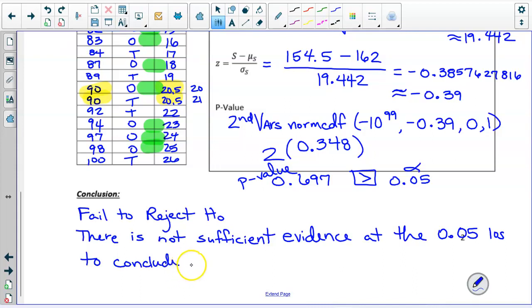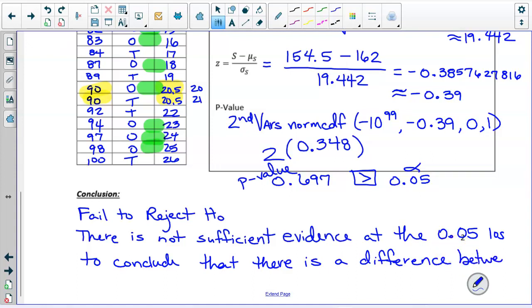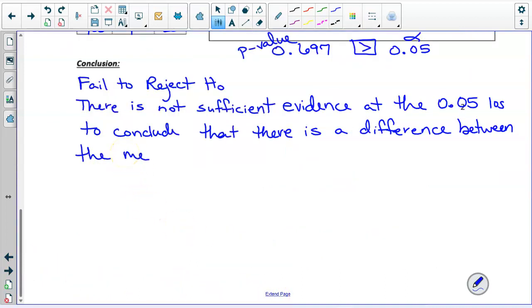Yeah, I like to go back up there and read the question. Yes, to conclude that there is a difference in the median scores from the two classes.